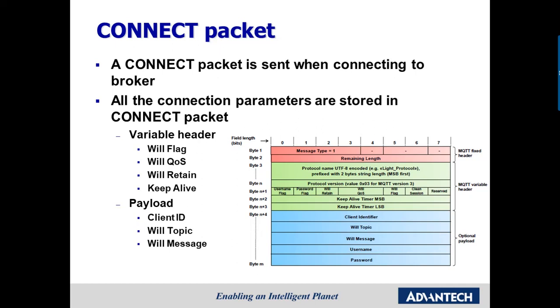The first one is the MQTT connect packet. This packet is sent when connecting to the broker, and it can store all of the connection parameters, such as the features we just introduced previously in this slide.